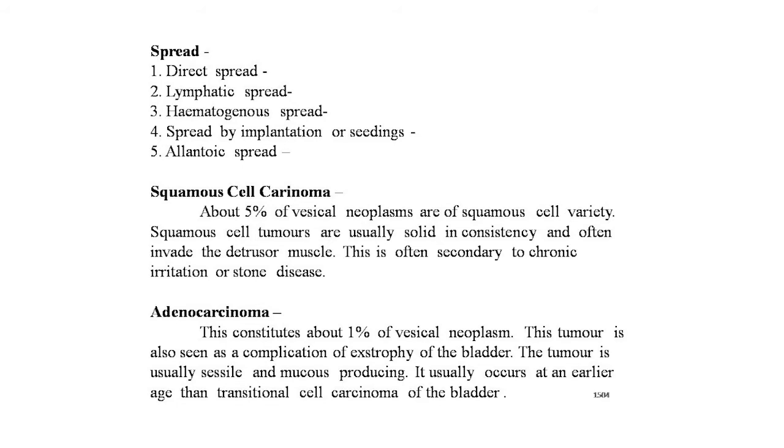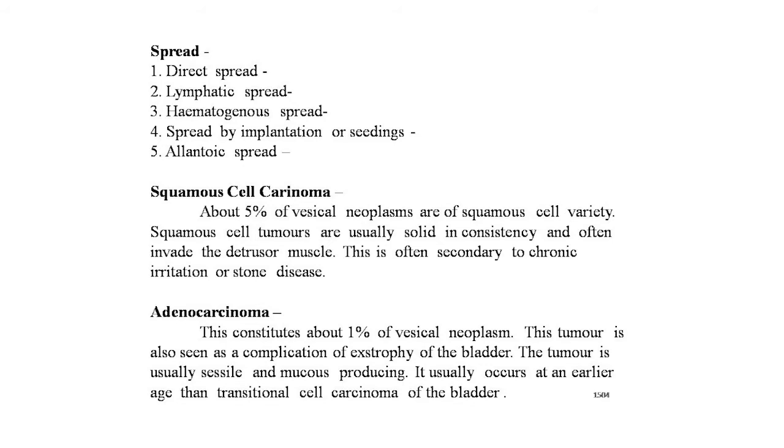Now, the squamous cell carcinoma. About 5% of the vesical neoplasms are of squamous cell variety. Squamous cell tumors are usually solid in consistency and often invade the detrusor muscle. Such carcinoma is seen when squamous metaplasia or keratinization has occurred. This is often secondary to chronic irritation or stone disease. These tumors are highly malignant, anaplastic, deeply invasive and metastasize easily. This tumor shows high incidence in patients with vesical bilharziasis.